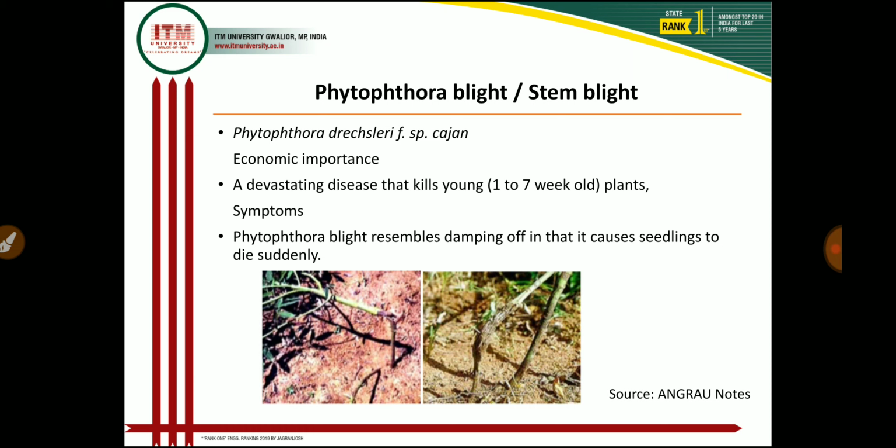That means those crops which have early flowering and grain setting as compared to the other varieties. Then in symptoms, Phytophthora blight resembles damping off in that it causes seedlings to die suddenly. Because seedlings die, the plant population decreases. Infected plants have water soaked lesions on their leaves, brown to black in color, and slightly sunken lesions on their stem and petiole, which we also see in the pigeon pea crop.